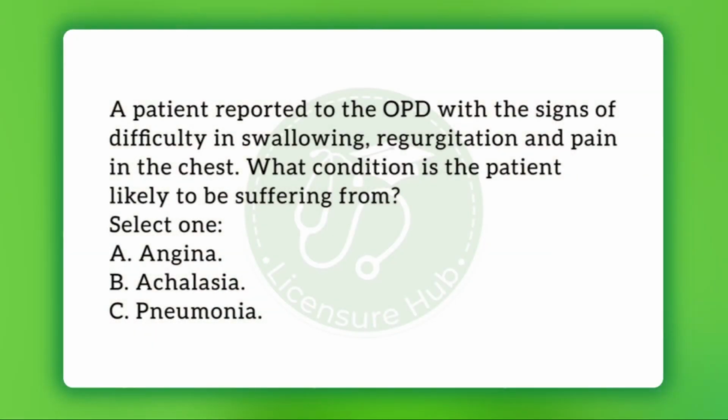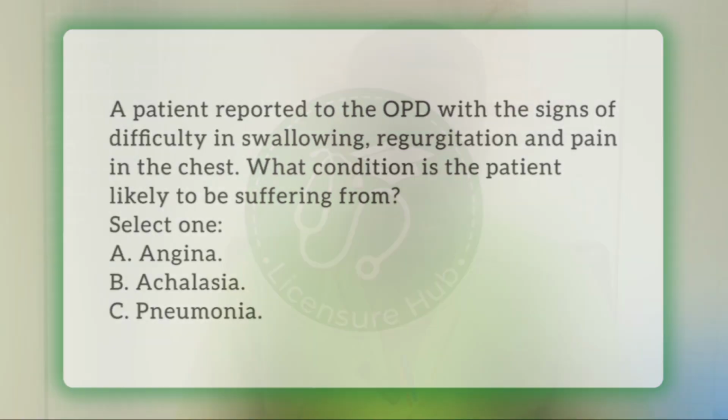The next question also reads, a patient reported to the OPD with signs of difficulty in swallowing, regurgitation, and pain in the chest. What condition is the patient likely suffering from? A. Achalasia, B. Angina, C. Pneumonia. Out of the answers given, let us look at certain parameters given in the question.